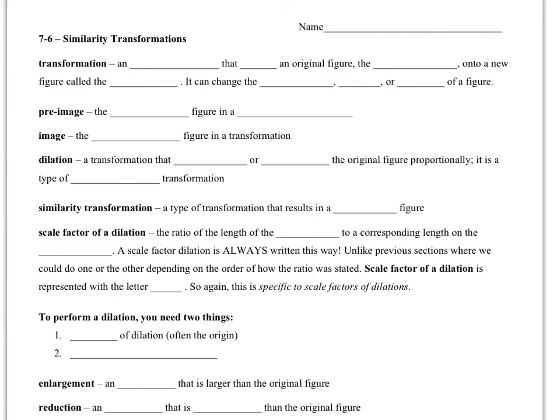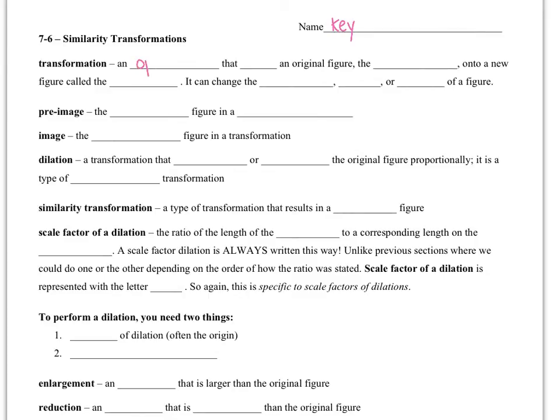This is the notes for 7-6, which is about similarity transformations. So we actually skipped this lesson. It was 4-7, so we didn't talk about the congruence transformations. So we're talking about similarity transformations. So we need to talk about what a transformation is.